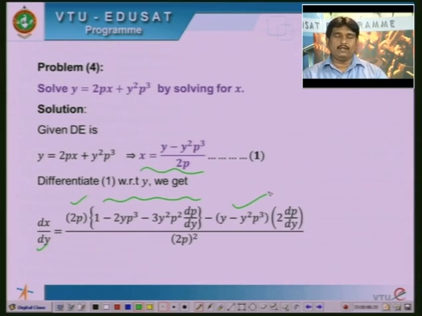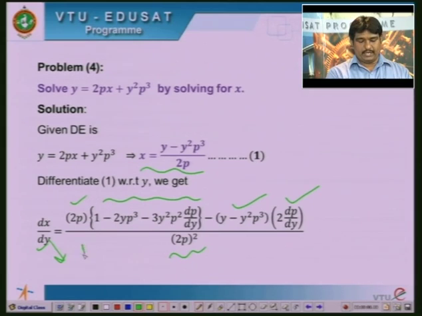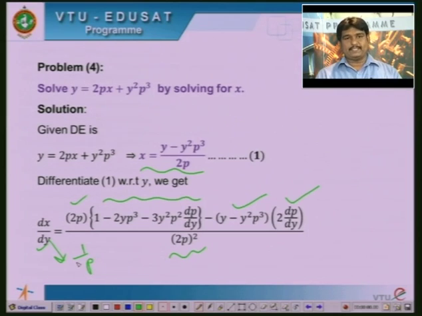Denominator is 2p and the derivative of 2p is 2 into dp by dy, divided by denominator square, 2p the whole square. Now write this dx by dy as 1 by p, because you know that p is dy by dx. So 1 by p is dx by dy, and simplify this equation.